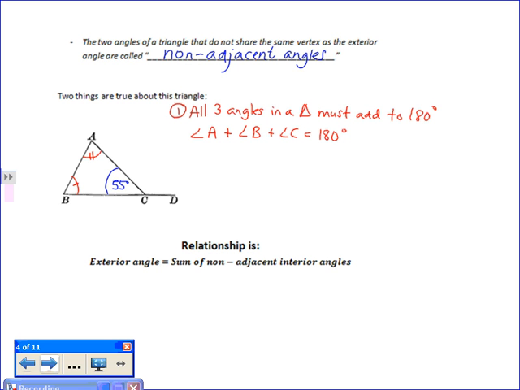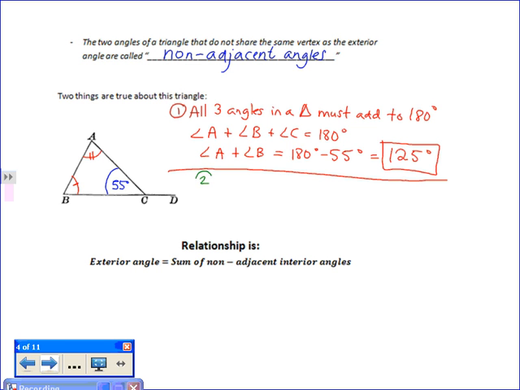Which means that I'm not exactly sure what angle A and angle B are, but I know that angle C is 55 degrees, which means that angle A plus angle B will be equal to 180 minus angle C, 55 degrees. They will make up the remaining degrees of that 180 degrees. So angle A plus angle B together are equal to 125 degrees. That is true.